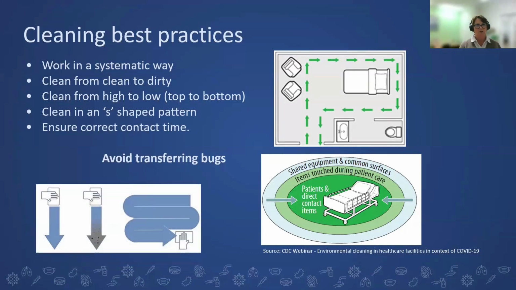And this is what I refer to as the S shape. So a lot of the companies, particularly those who produce wipes, will provide manufacturers instructions in relation to this. But what you can actually see is by using this method, we're not recontaminating and we're not transferring bugs from the surface back onto the surface that we've actually just cleaned.